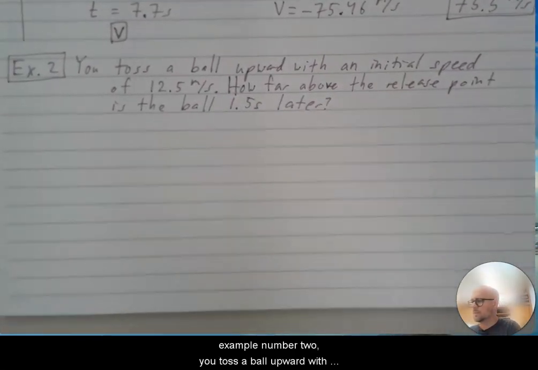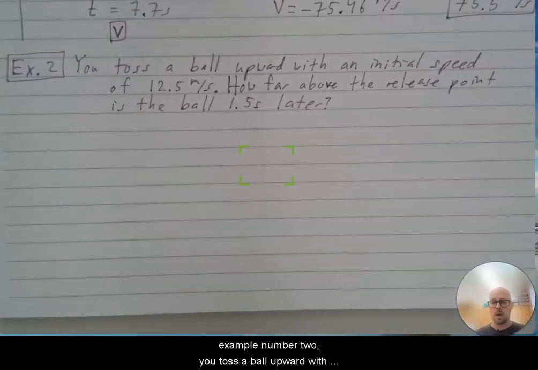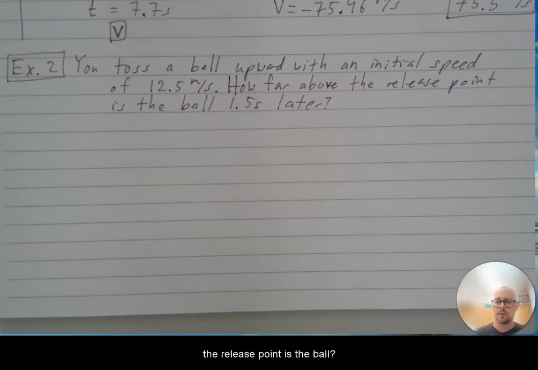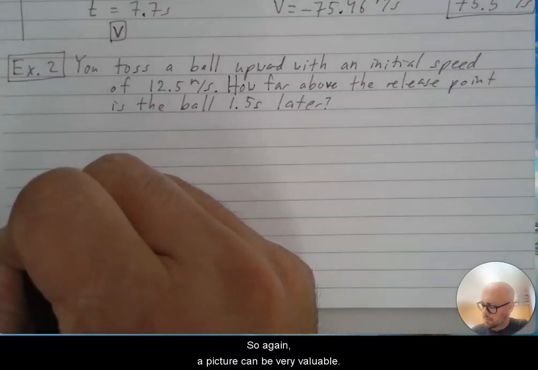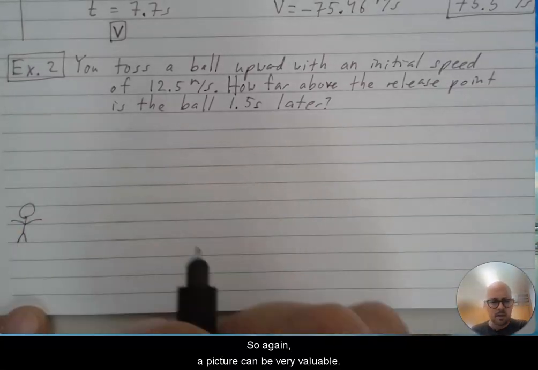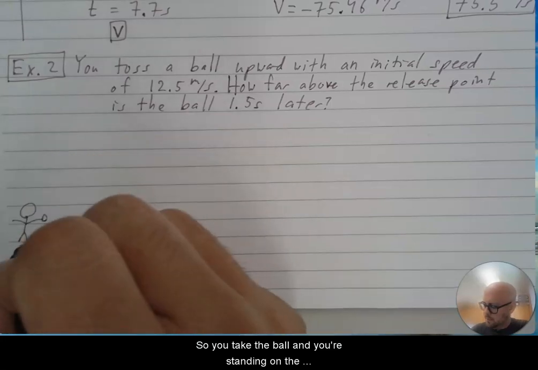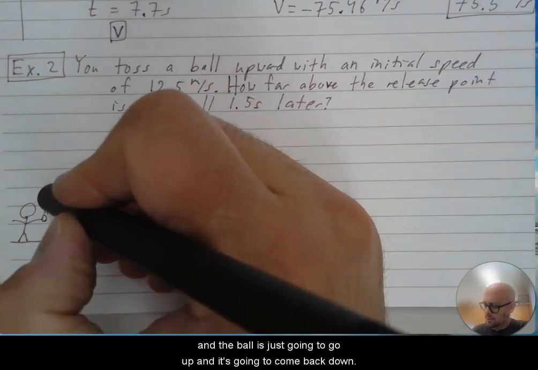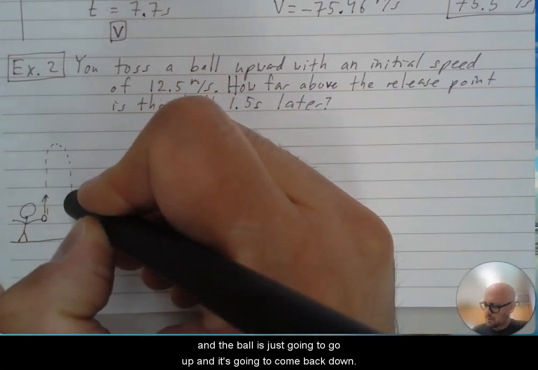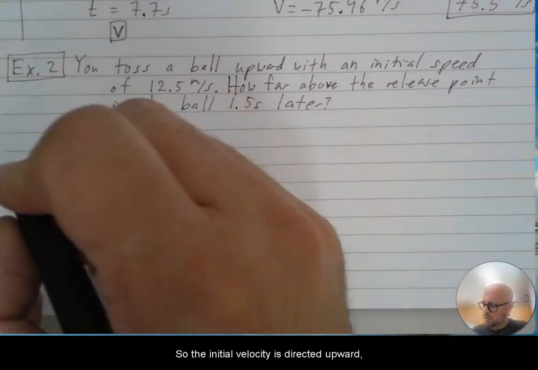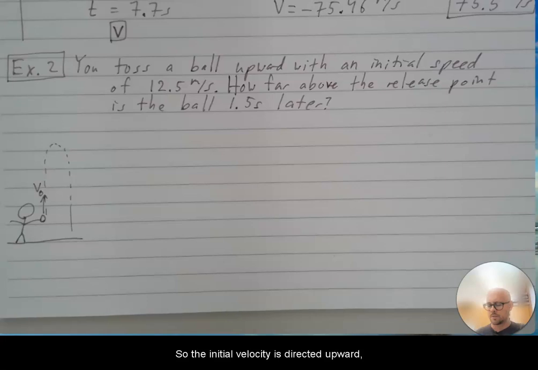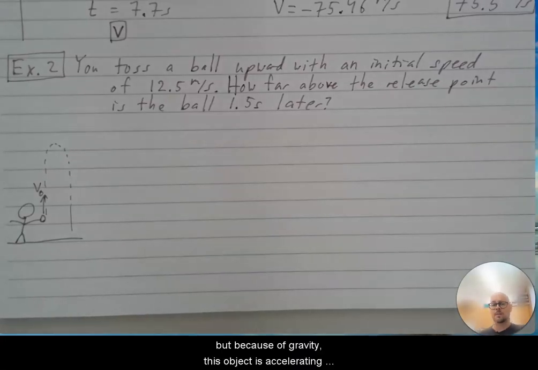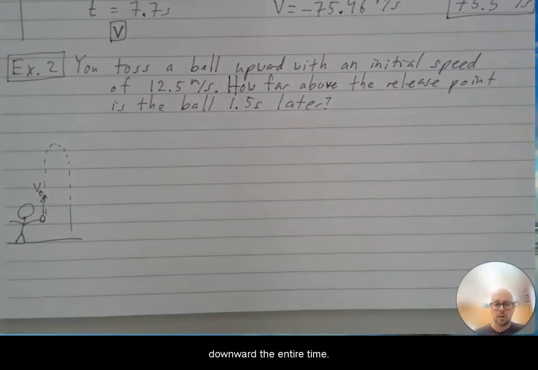Okay, so example number 2. You toss a ball upward with an initial speed of 12.5 meters per second. How far above the release point is the ball 1.5 seconds later? So again, a picture can be very valuable. So you take the ball, and you're standing on the ground. You toss the ball upward, and the ball is just going to go up, and it's going to come back down. So the initial velocity is directed upward, but because of gravity, this object is accelerating downward the entire time.